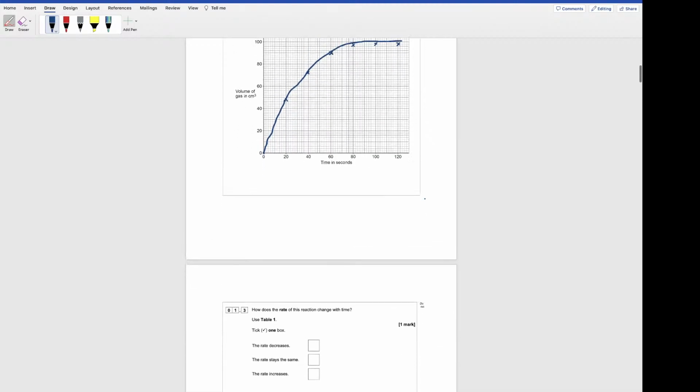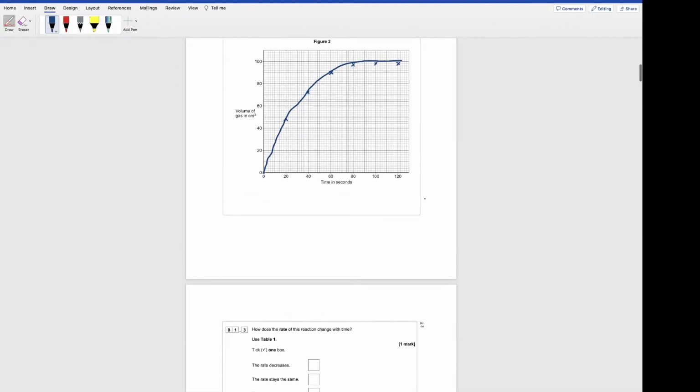Let's have a look at the second one, or the third question on this one. How does the rate change with time? Well, for this, you look at the steepness of the curve. So at the start, we've got quite a steep line. So the rate here is increasing at the start. Then about midway through the reaction, it starts to slow down. And eventually, you see here, it gets a horizontal line because the reaction has stopped. So over time, the rate of reaction decreases.